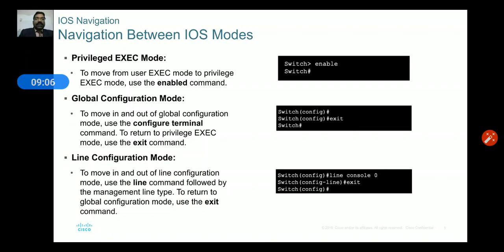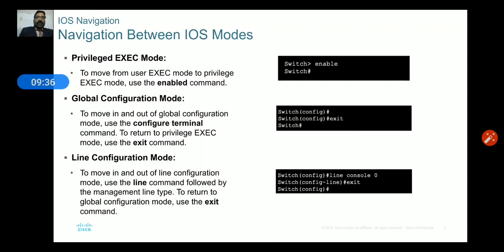How do you move to the privilege exec mode? In the user exec mode, first you have to type the command enable, or you can type en. After that you have to execute the command. Just press the enter key and the command will be executed. Once you execute the command, you will go to the privilege exec mode. How do you confirm? By the symbol. Look at the symbol at the end of the second line: switch hash. So the hash represents the privilege exec mode.